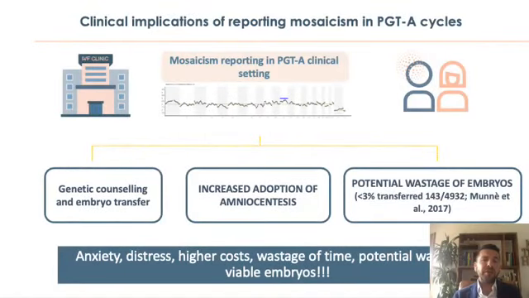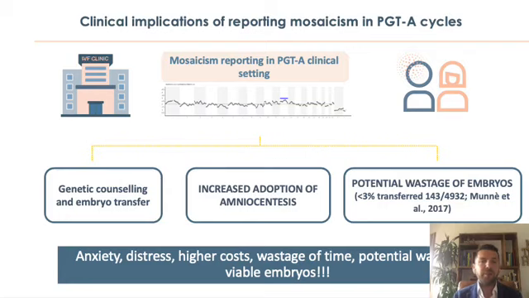So first of all, we have to acknowledge that when we report mosaicism back to patients in a PGT-A cycle, this comes with really significant consequences. Particularly, the couples will need to undergo an additional session of genetic counseling. They will have to evaluate the replacement of these embryos in the context of increased anxiety and distress. And if they transfer these embryos and get pregnant, this will increase the adoption of invasive prenatal procedures such as amniocentesis.